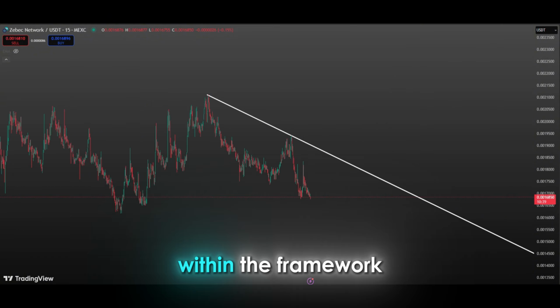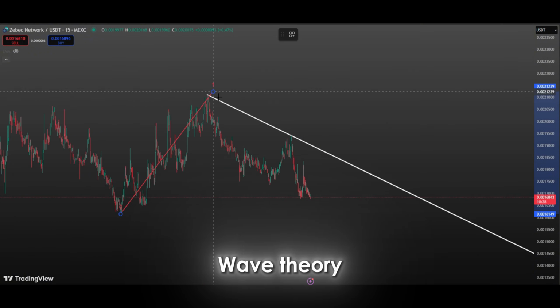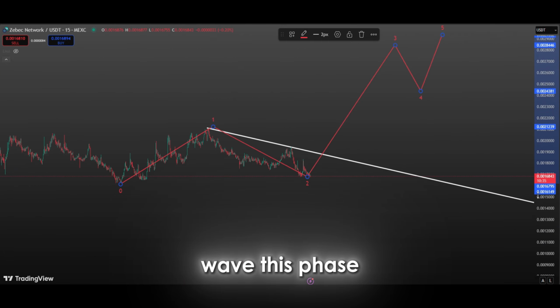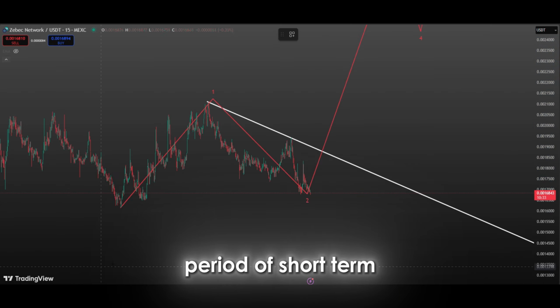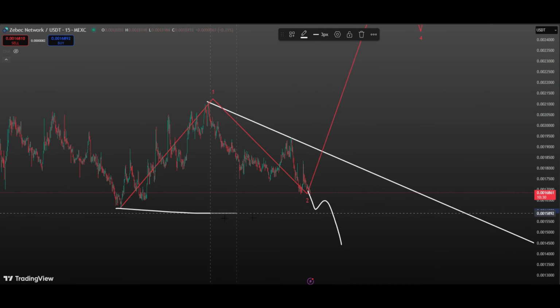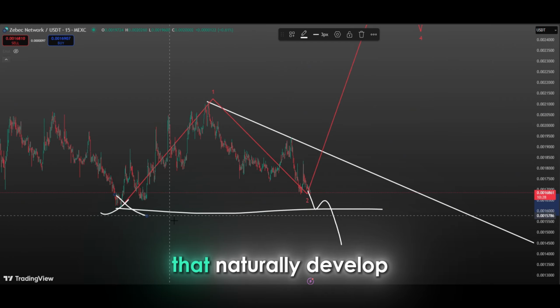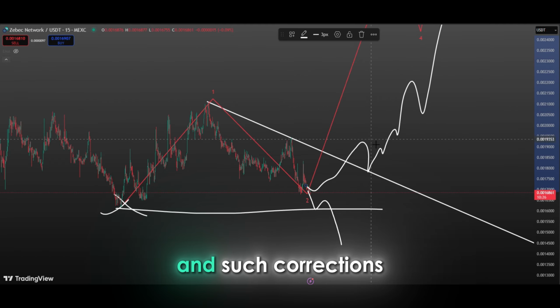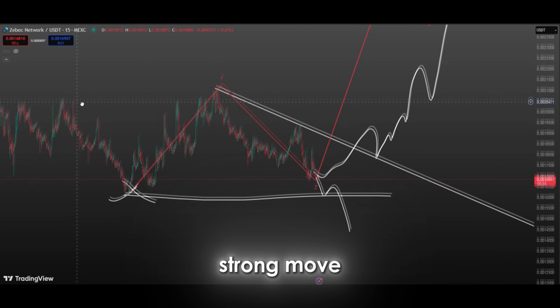Keep watching. Within the framework of the Elliott wave theory, we are currently seeing price action taking shape in the second wave. This phase is often interpreted as a period of short-term market correction and investors looking for direction. Second waves are often pullbacks that naturally develop after the strong momentum of the first wave, and such corrections lay the foundations for the next strong move.